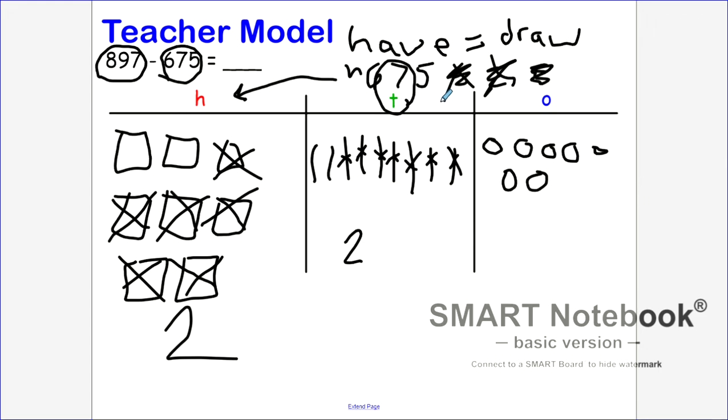And our last number is in the ones place, just like here. Hundreds, tens, then ones comes last. And we see the number 5 in our ones. So we go over to our ones place and cross out 5. 1, 2, 3, 4, 5.